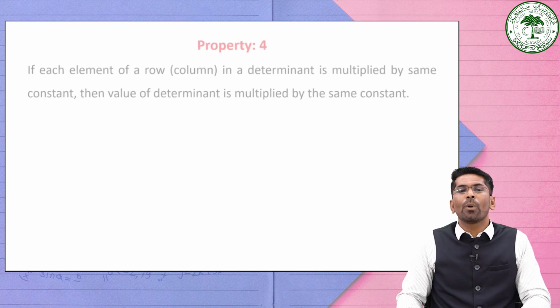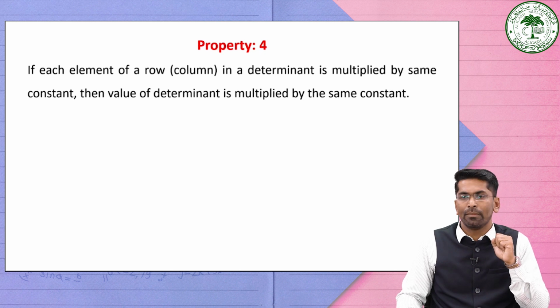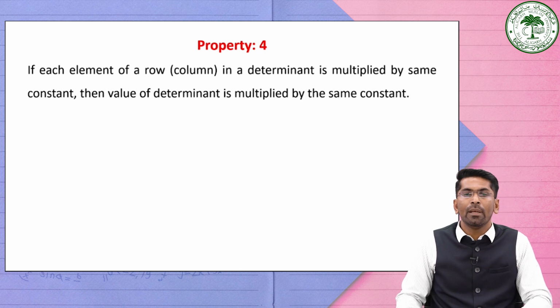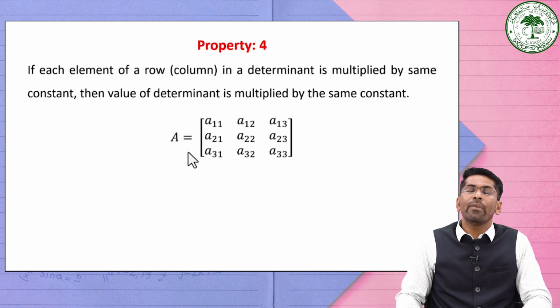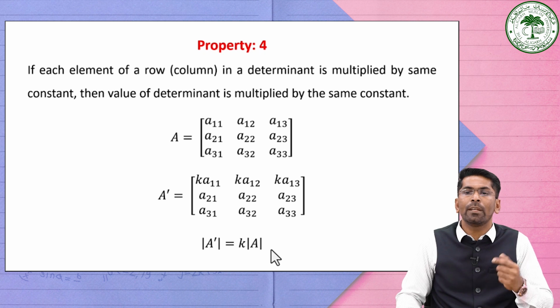Now consider another property. If each element of a row or column in a determinant is multiplied by the same constant, then the value of the determinant is multiplied by the same constant. Mathematically, we have a given 3 by 3 matrix A, and we multiply the first row with a scalar or constant k. Here the first row is multiplied by k. Then the determinant value is equal to k times the determinant of A.